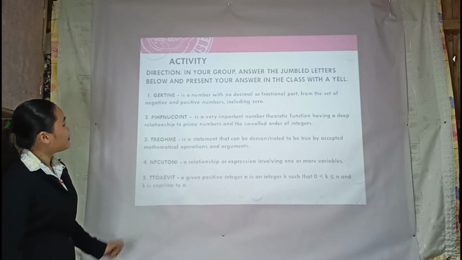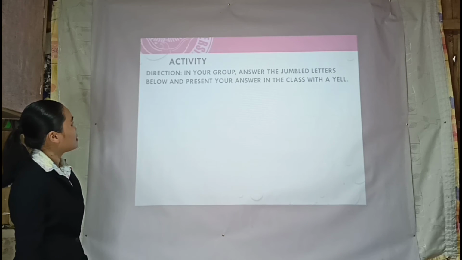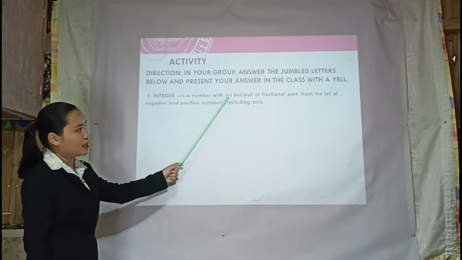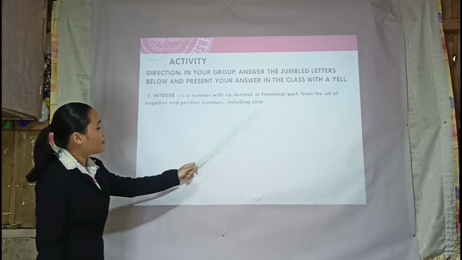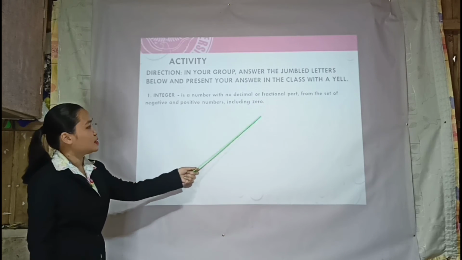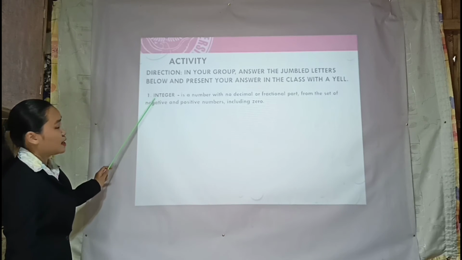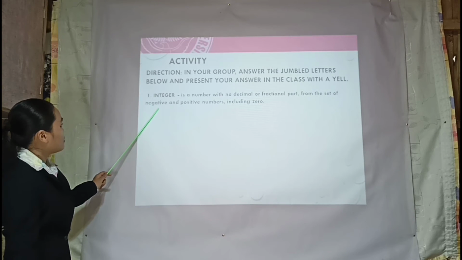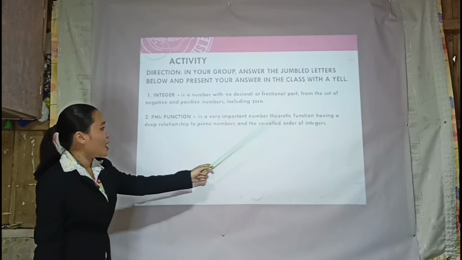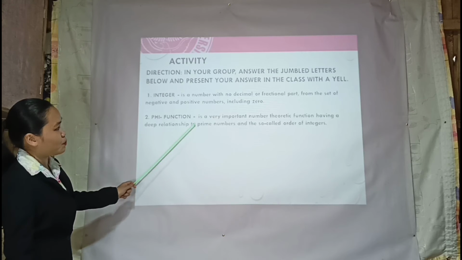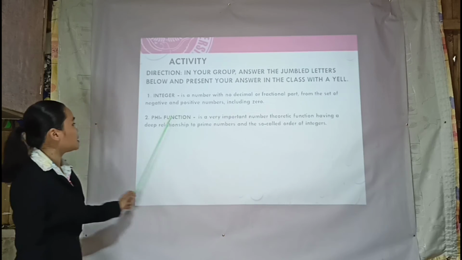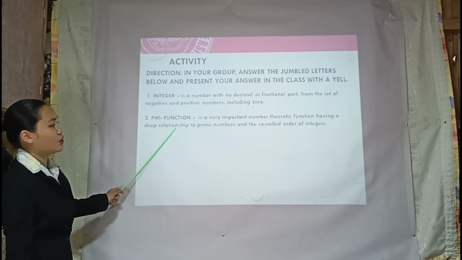So, let's check our activity. For number 1, it is a number with no decimal or fractional part from the set of negative and positive numbers including 0. So the answer is integer. For number 2, it is a very important number theoretic function having a deep relationship to prime numbers and the so-called order of integers. So the answer here is phi function.